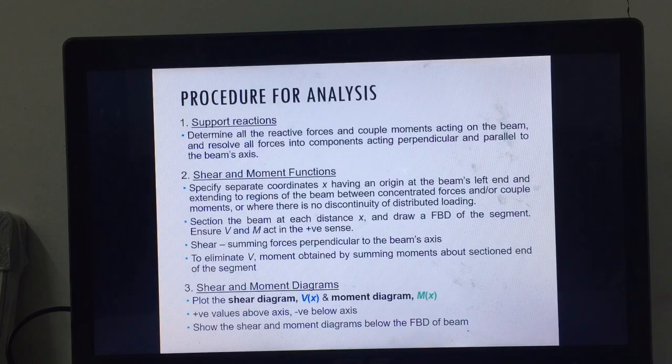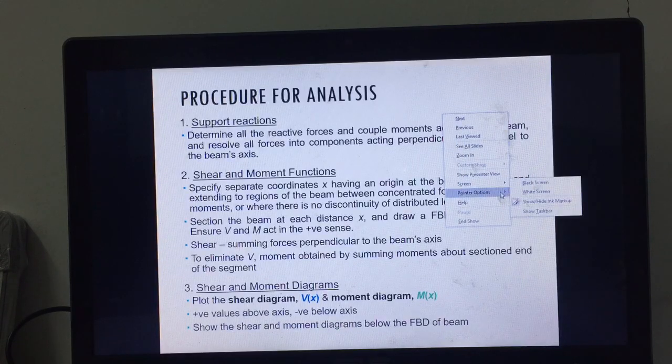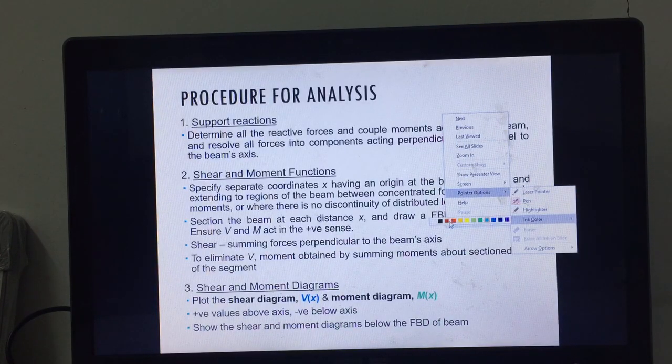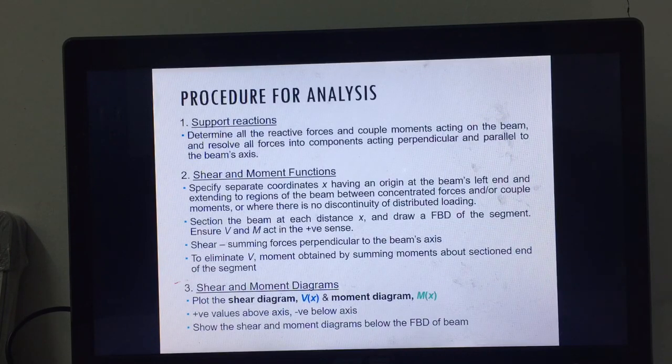Okay, next, the procedure for analysis. So what analysis are we going to do? This analysis is on the shear and moment diagrams. What we want to do is plot these shear and moment diagrams. But first, before you do that, you need to find the support reactions.